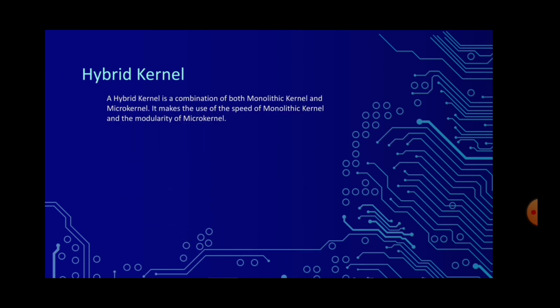Hybrid kernel. A hybrid kernel is a combination of both monolithic kernel and microkernel. It makes use of the speed of the monolithic kernel and the modularity of the microkernel. Hybrid kernels are microkernels that have some non-essential code in kernel space in order for the code to run more quickly than it would in user space. So some services such as network stack or file system are run in kernel space to reduce the performance overhead. But still it runs the kernel's code as servers in the user space.